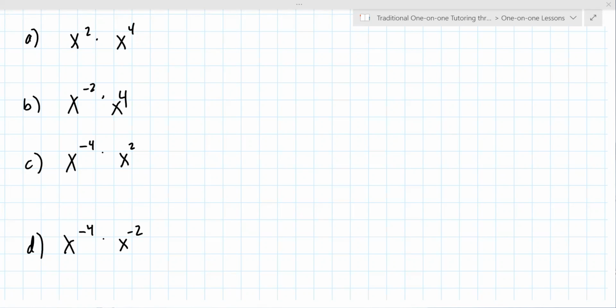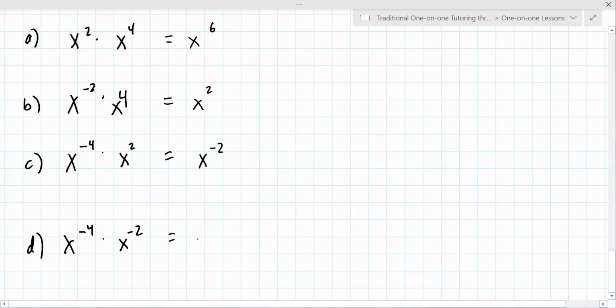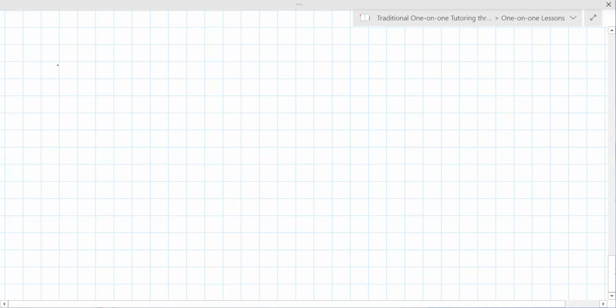Okay, so let me write down the answers. It's x to the sixth, and that is x squared, x to the -2, and x to the -6. Good. Great. Okay, so now we're going to move on. I'm glad you got all this correct. We're going to move on to actually multiplying a monomial times a polynomial. This is probably what you saw in class.